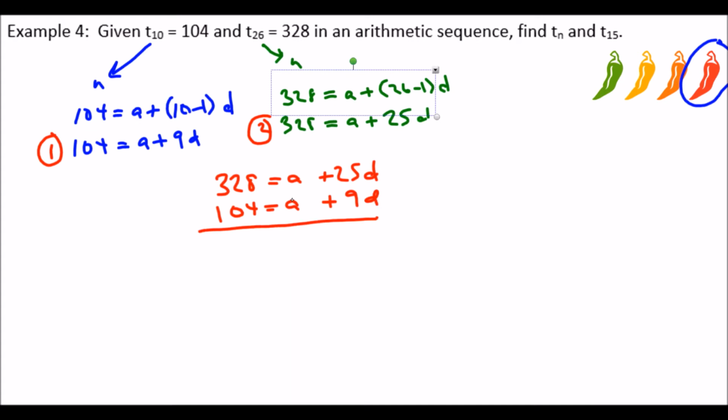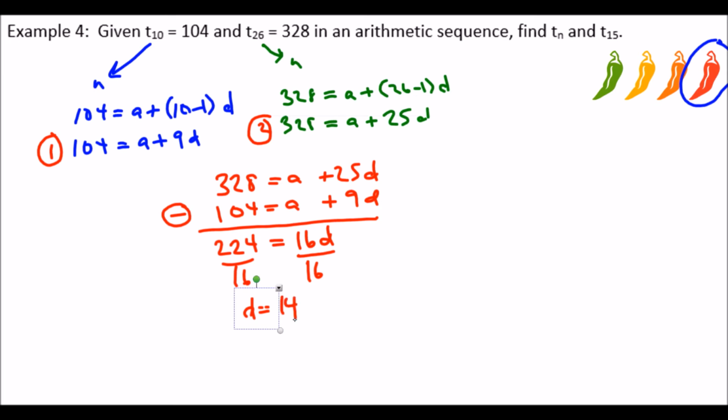Again, because they have the common A's, both the same sign, I'm going to subtract. 328 minus 104 is going to be 224, equals, the A's are gone, so by elimination, here I'm going to get 16D. 224 divided by 16, divide both sides by 16. I get D is equal to 14. All right, D is equal to 14.